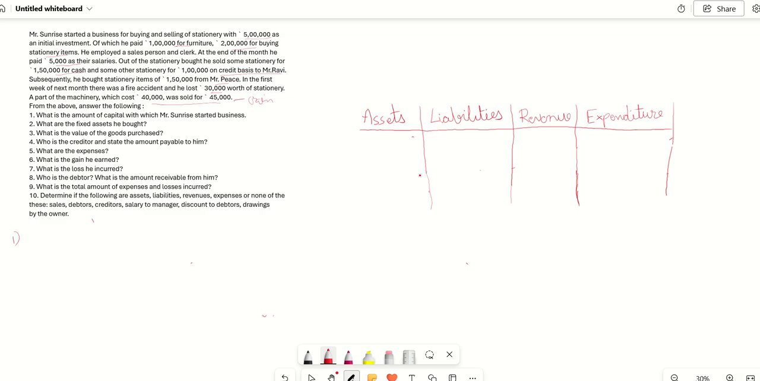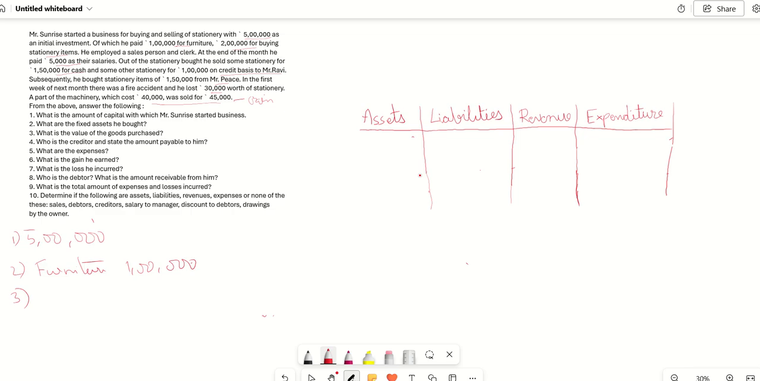So what is the amount of capital with which Mr. Sunrise started the business? The first line we've seen here, 5 lakh. Okay, so that's the answer. Next comes, what is the fixed asset he bought? So the only asset he bought is furniture. So you can write furniture for 1 lakh.